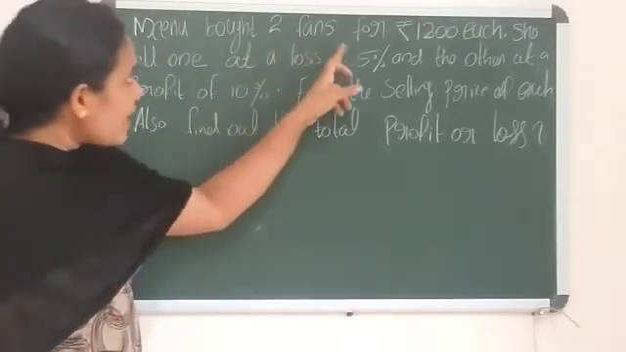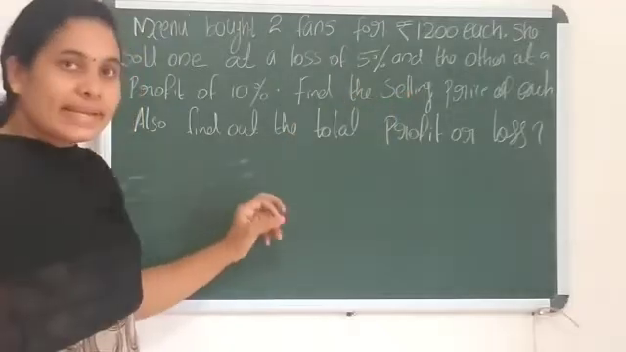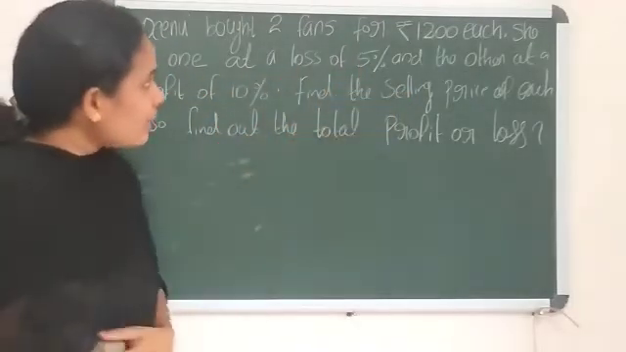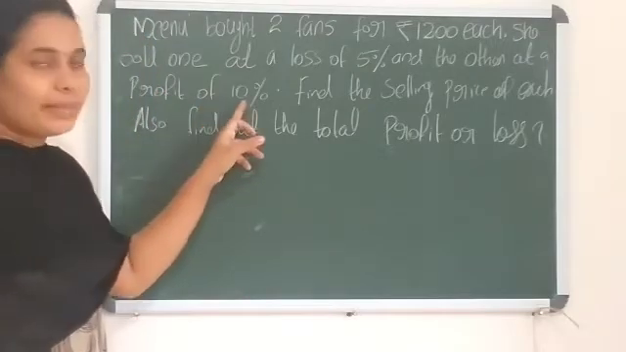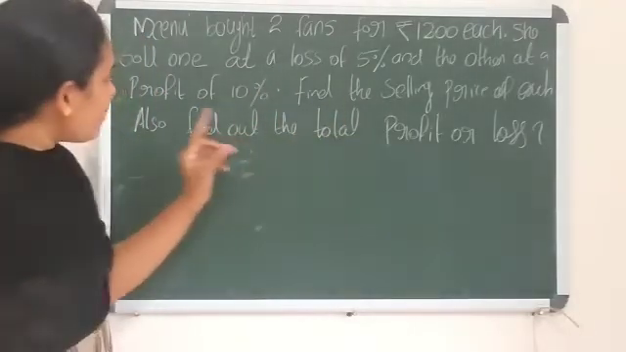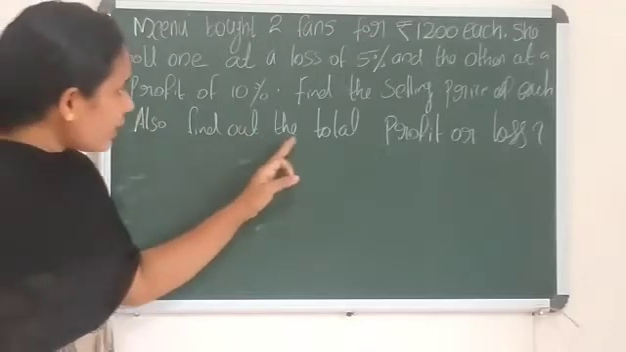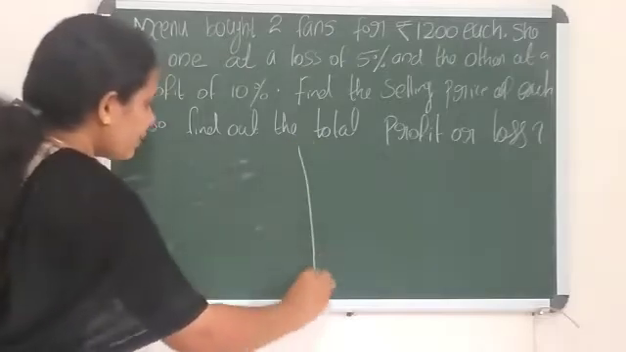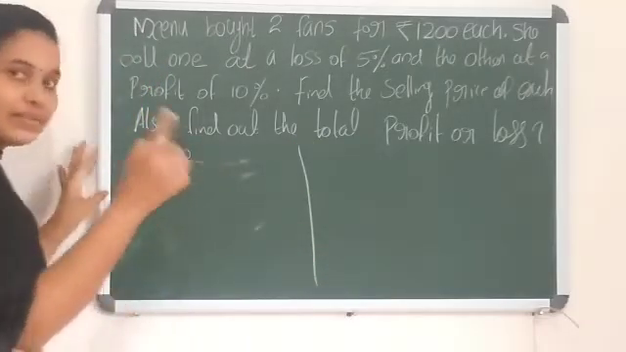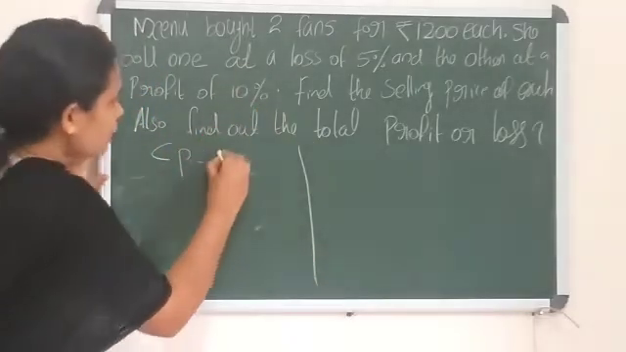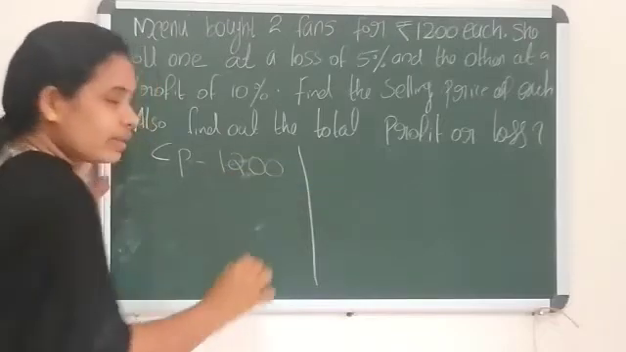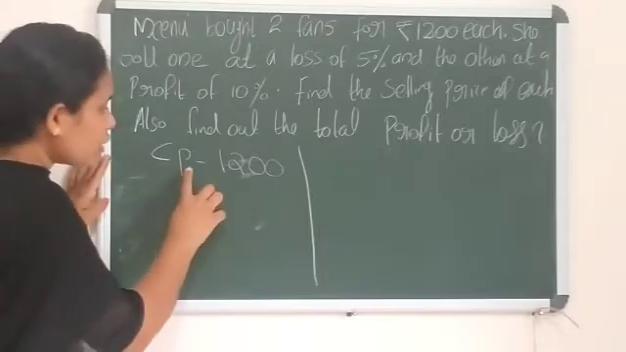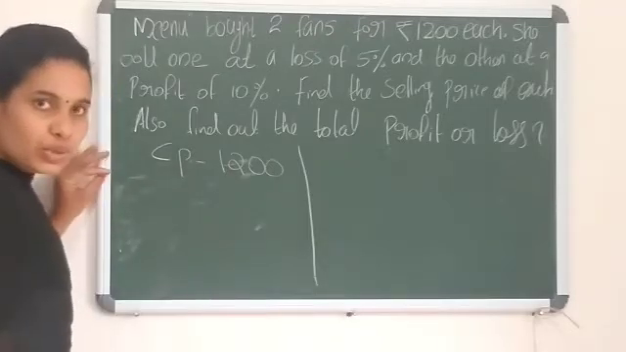Here is the third example. Meenu bought 2 fans for rupees 1200 each. She sold one at a loss of 5% and the other at a profit of 10%. Find the selling price of each. Also find out the total profit or loss. Okay, you know the cost price of the first fan, no? The cost price of the first fan is 1200. There is no repair charge or labor charge like that, no? So the cost price of the first fan is 1200.